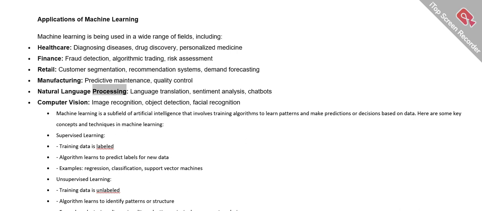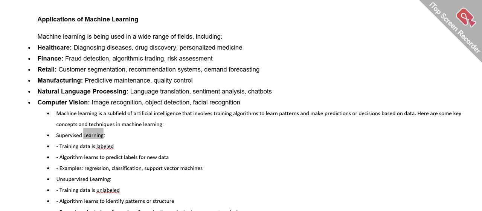Natural language processing: language translation, sentiment analysis, chatbots. Computer vision: image recognition, object detection, facial recognition. Machine learning is a subfield of artificial intelligence that involves training algorithms to learn patterns and make predictions or decisions based on data. Here are some key concepts and techniques in machine learning.